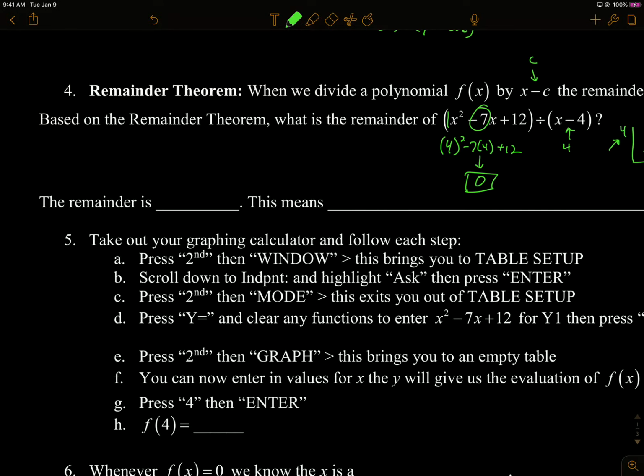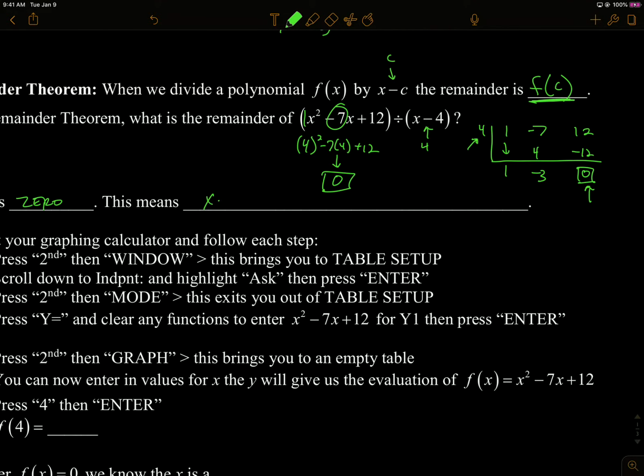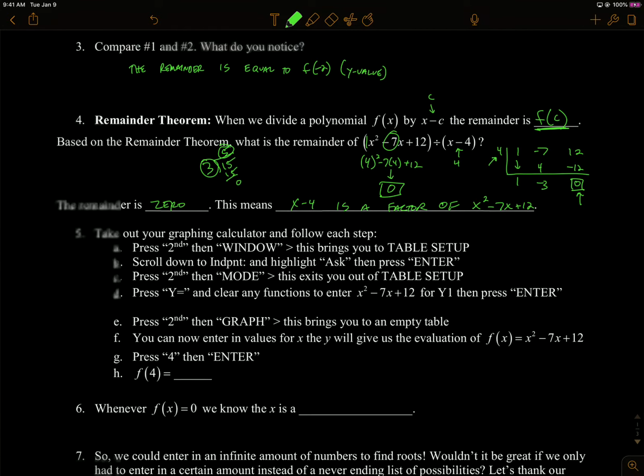Another thing to remember from division is if the remainder is 0, which happens here, this means that x minus 4 is a factor of the polynomial x squared minus 7x plus 12. That means it divides out evenly, right? Like when you do long division with numbers, if you do 15 divided by 3, you get 5 with a remainder of 0. That means 3 is a factor of 15, and we also know 5 is a factor of 15. So a remainder of 0 is pretty strong.